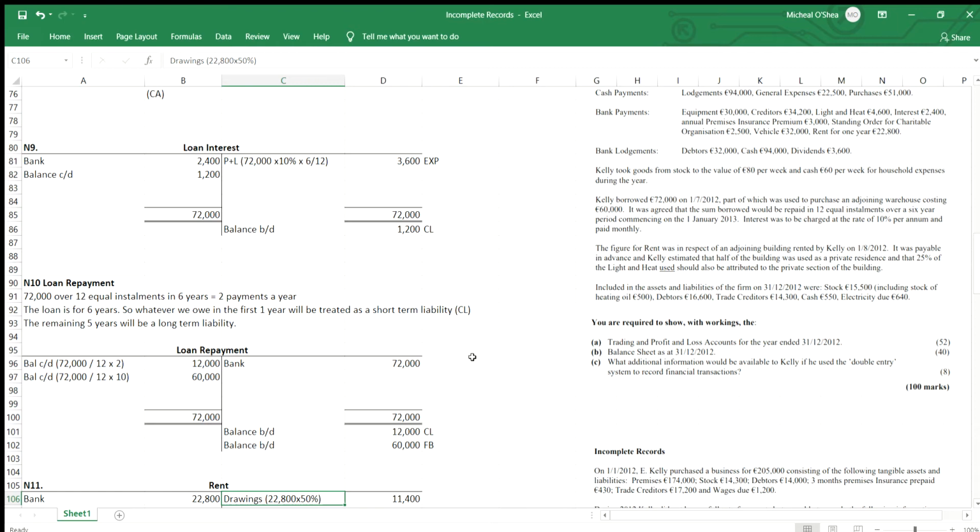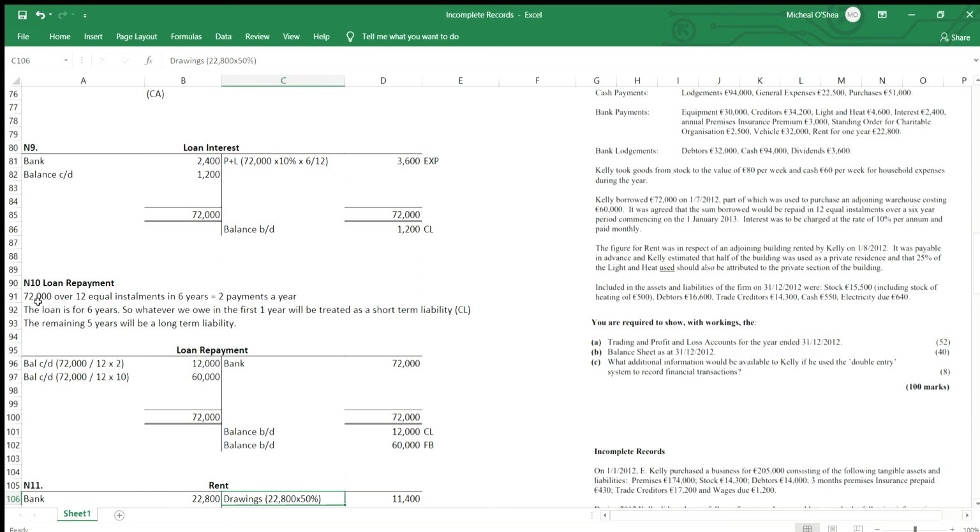Just to show this in a T account, I'm going to stick with the T account from now on. The loan is 72,000. It's to be repaid over 12 equal installments over 6 years. Over 12 installments for 6 years means that we're paying 2 installments a year. We're trying to find out how much we owe, and obviously we owe 72,000. This is money that we owe. Most of this is owed in the long term.